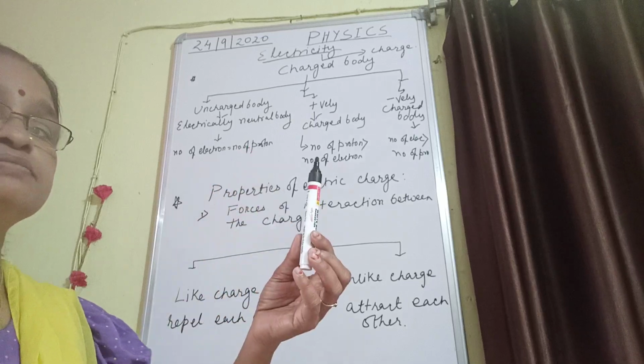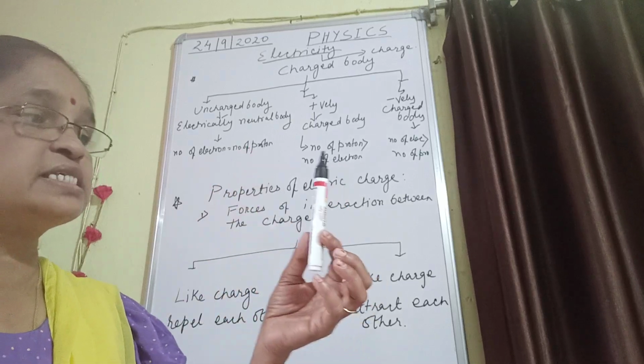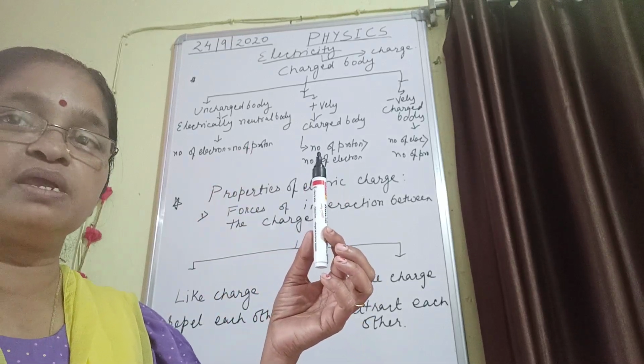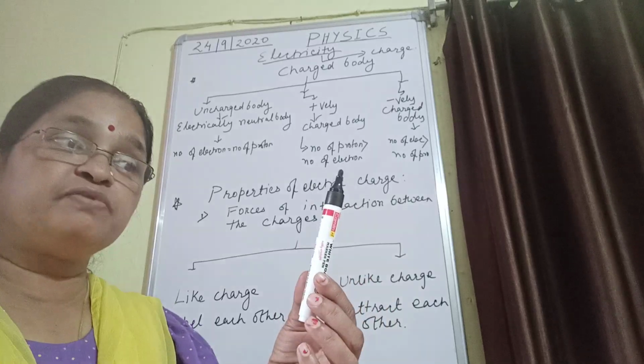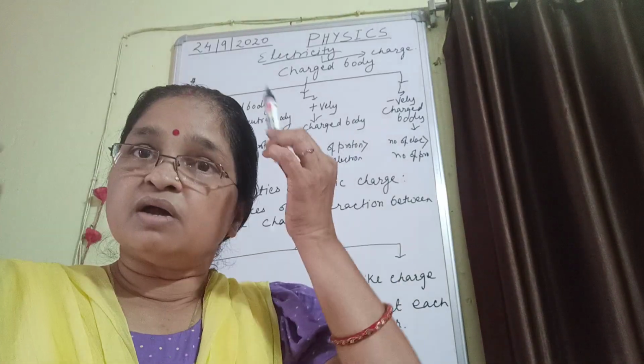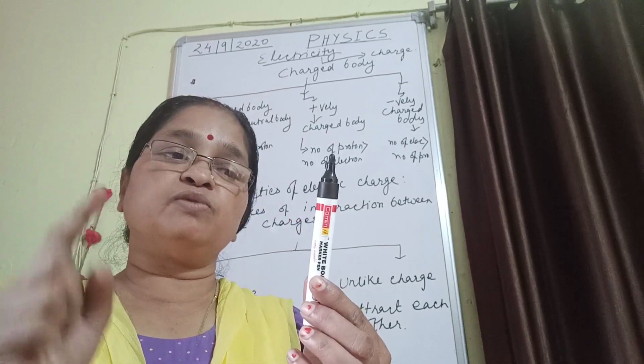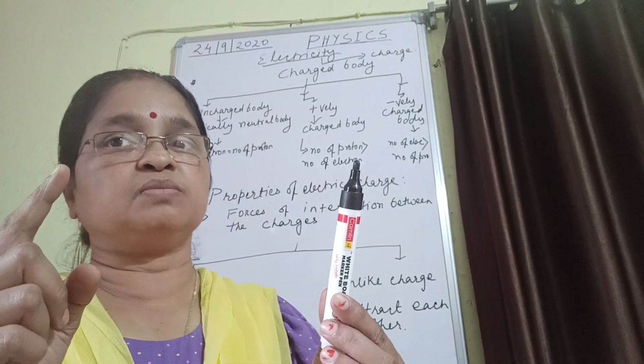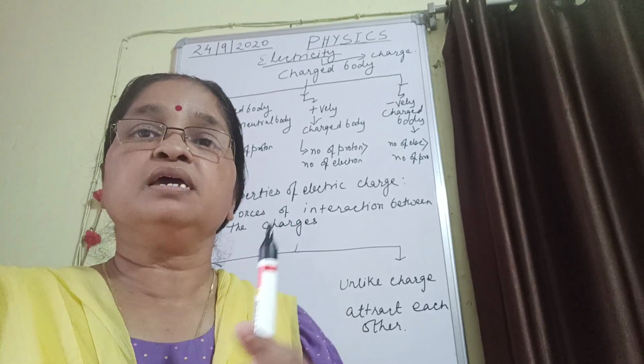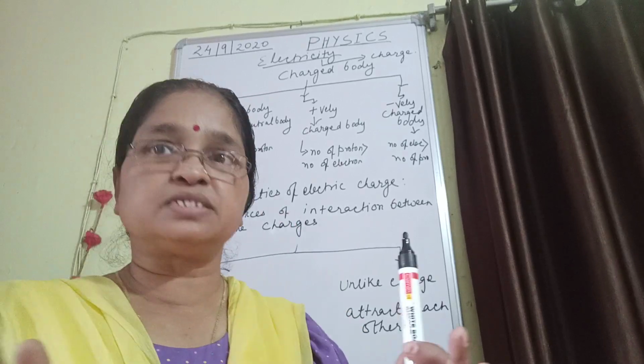For example, I have taken this marker. This is an electrically neutral body. When I rub it with dry hair or silk or wool, then charge will flow from one body to another body. So let us see how we will differentiate it.